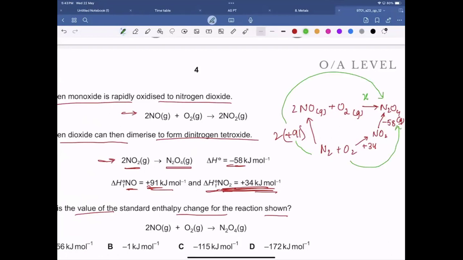If I make the mathematical expression, it is going to be 2 times positive 91 plus x equals, here also I need 2, because 2 moles are needed, so 2 times positive 34 plus minus 58. So x is going to be 2 times 34.